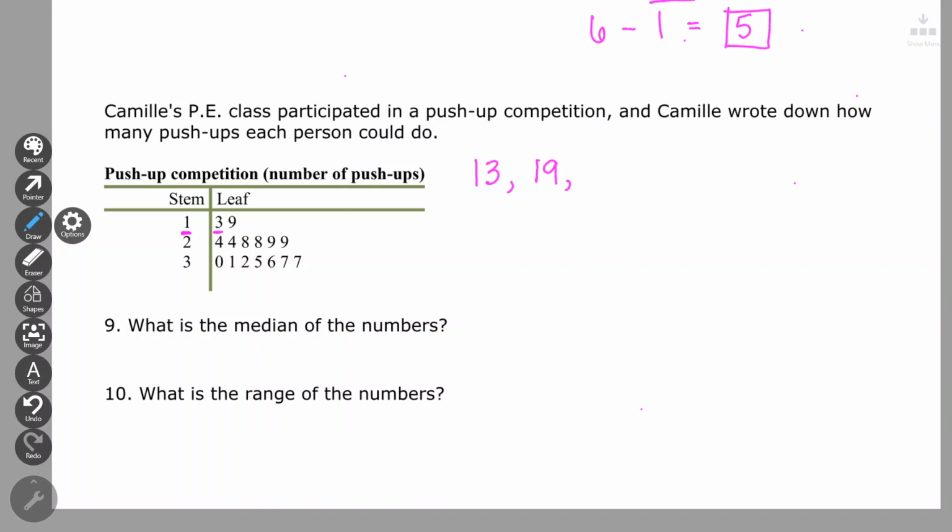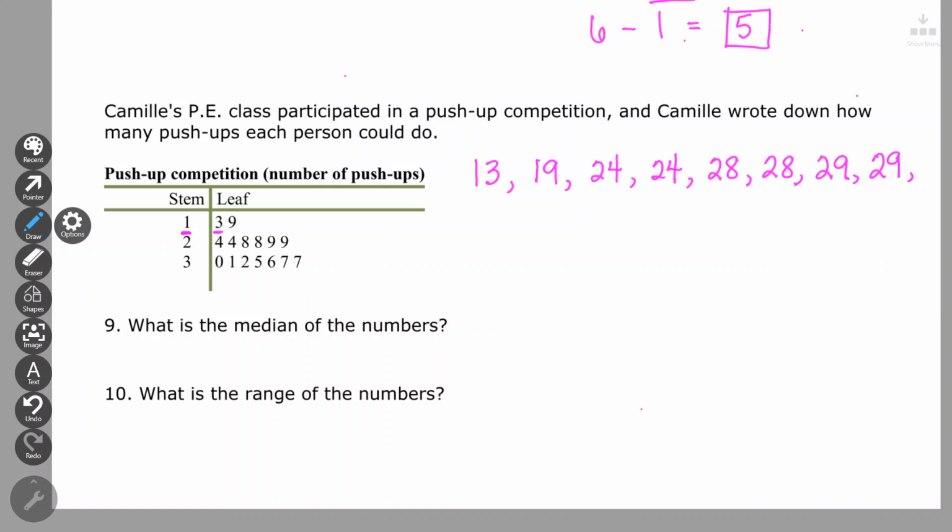Let's keep going. We've got the 2. The 2 and the 4 give me 24. A 2 and a 4 again gives me 24. A 2 and an 8 gives me 28, and again 28. A 2 and a 9 gives me 29, and again 29.